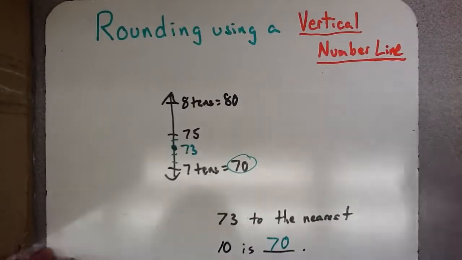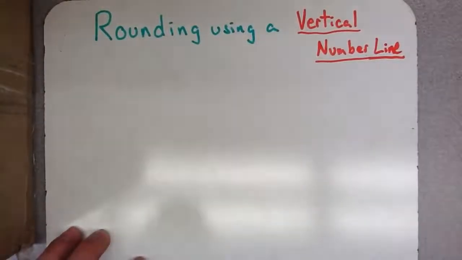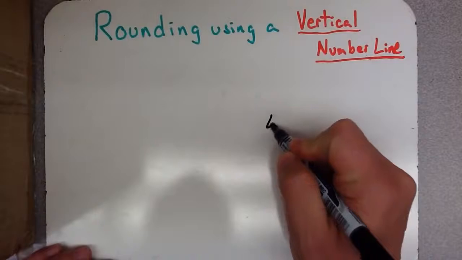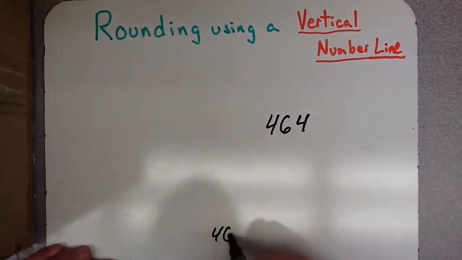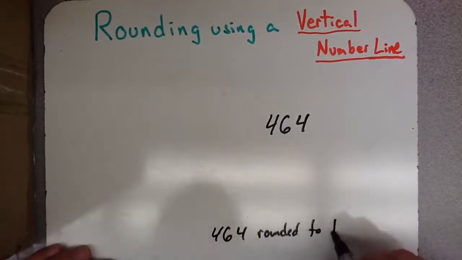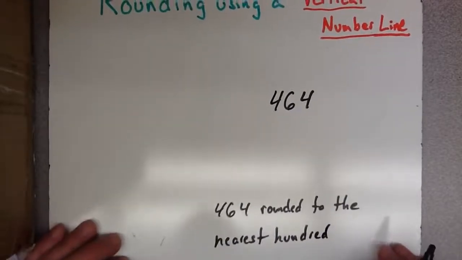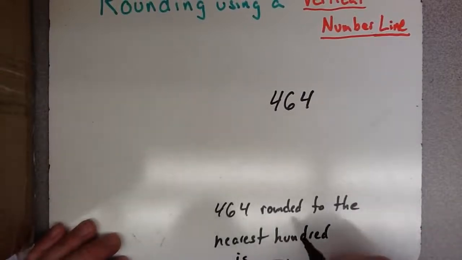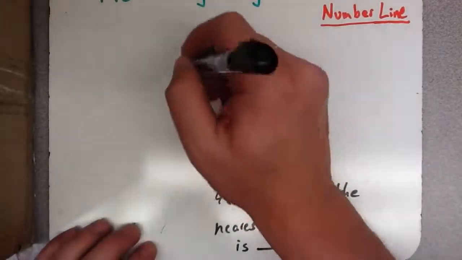Okay? Now, let's say I want to round to the nearest 100. Well, let's take the number 464. So we're going to go, 464 rounded to the nearest 100 is, we're not sure yet. Okay? So let's draw our vertical number line.